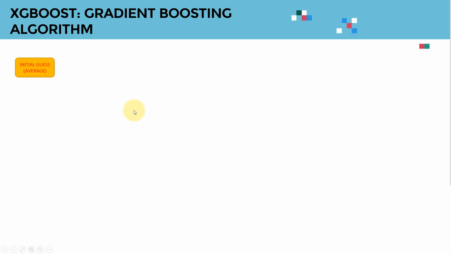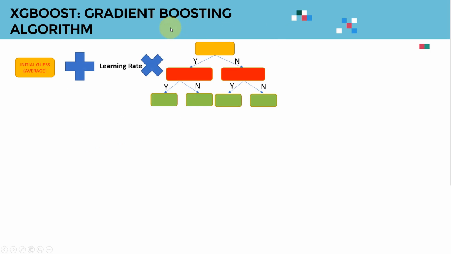So let's take a look at it graphically. First, you start with an initial guess. Think of it as the average, let's say, of all predictions initially. Then you build a tree, and you scale that tree as well. We scale it with what we call a learning rate, and that learning rate helps ensure that our model is not overfitting the training data.